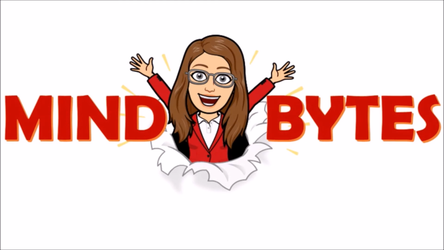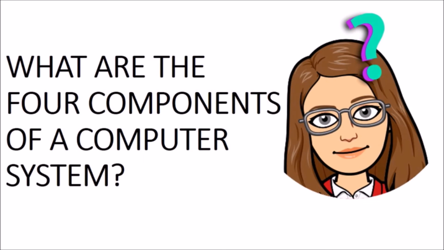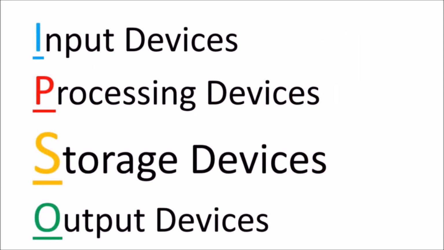Let's have a mind bites. Are you ready? Here we go. What are the four components of a computer system? The answer is input devices, processing devices, storage devices, and output devices. Or we have the IPSO, input, processing, storage, and output.